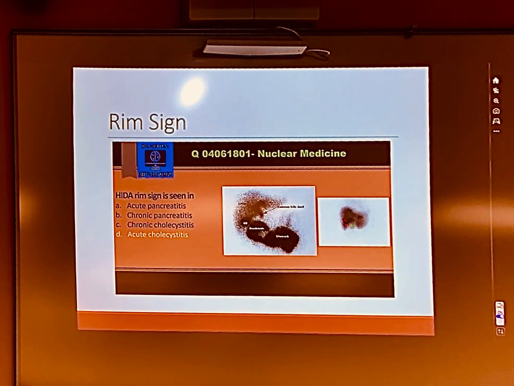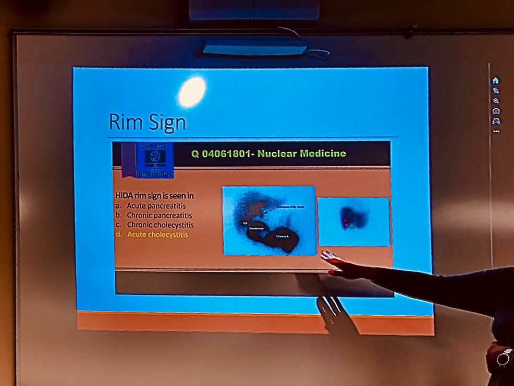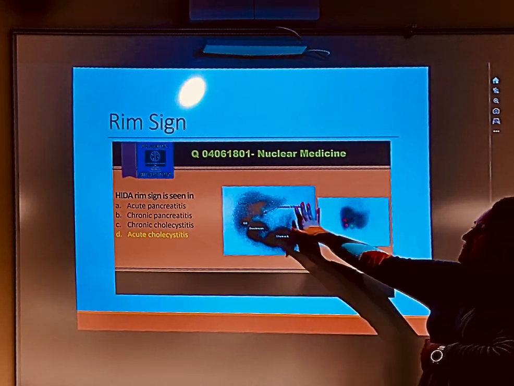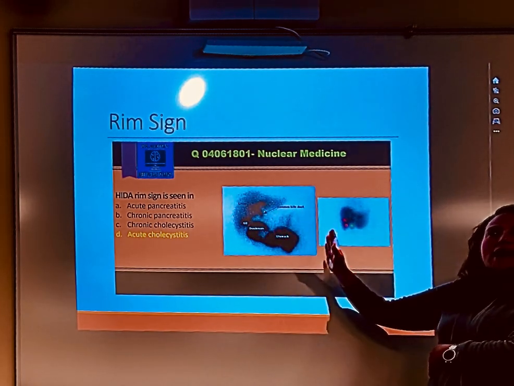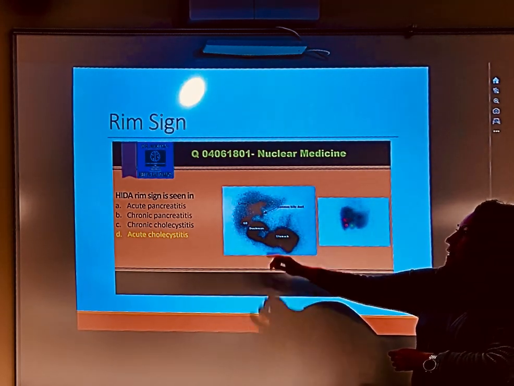So, when you get something, it's called a rim sign, okay? When you get a rim sign, it basically means that, this is a normal study, right? This is blown out, meaning it's way too dark on the grayscale. They should have divided it back a little bit, okay?